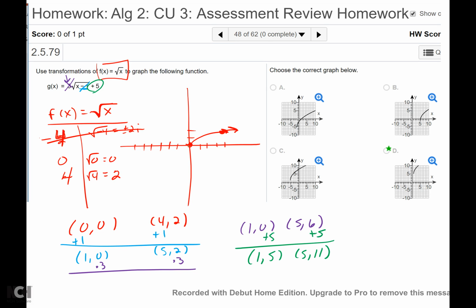And if I graph that, 1, 2, 3, 4, 5, 6, 7, 1, 5, and 5, 11. 1, 2, 3, 4, 5, all the way up here at 11. This thing is going to do this, which gives me that graph right there.